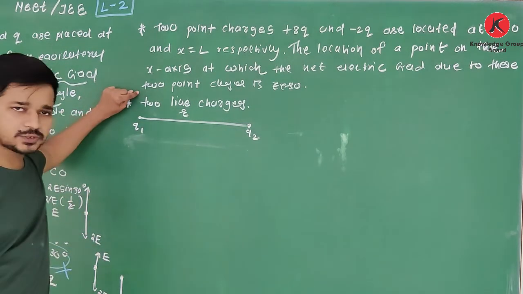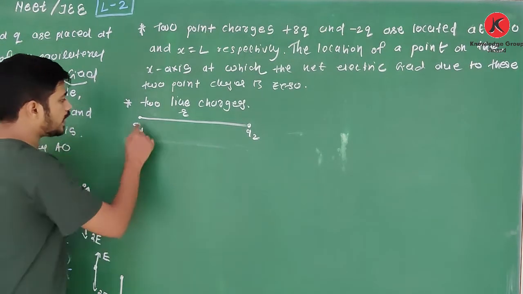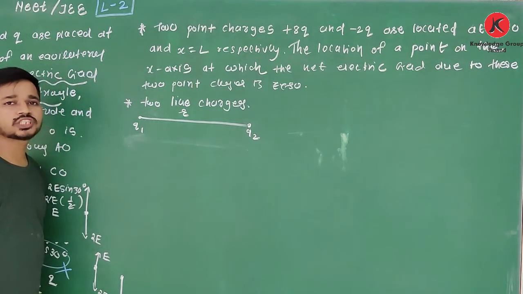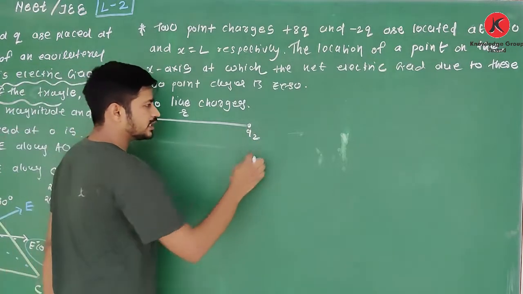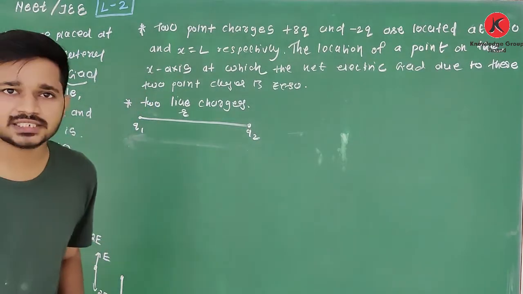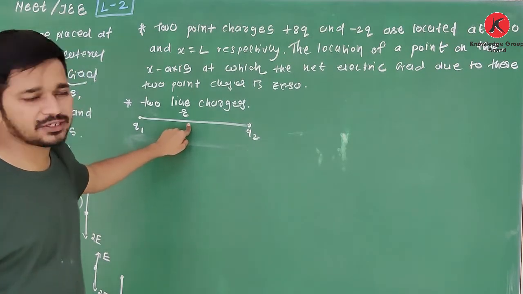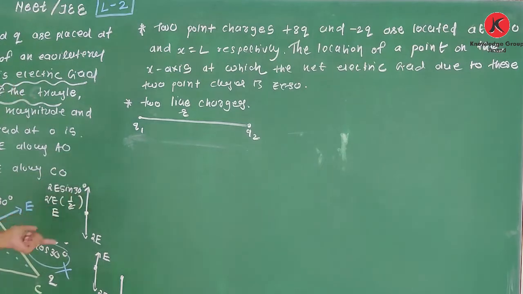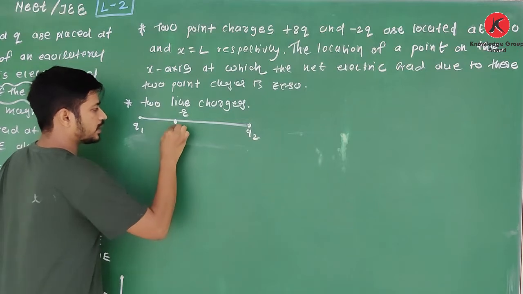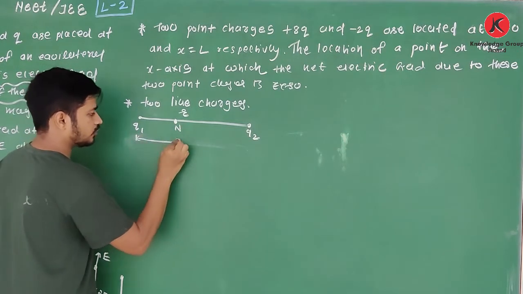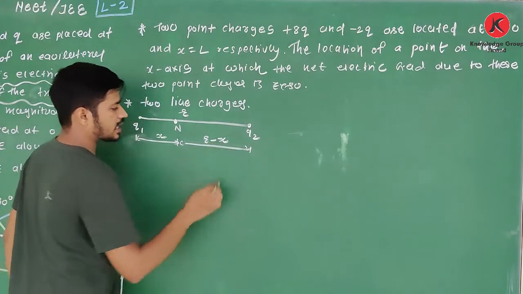For two like charges, a point where the net electric field is 0 is somewhere on the line joining the two charges, between the two charges. Not exactly at the center. If Q1 and Q2 have the same magnitude, then the resultant electric field is 0 at the center. But in other cases, let us assume that at point N the electric field is 0 at distance x from Q1. So from Q2, its distance is R minus x.